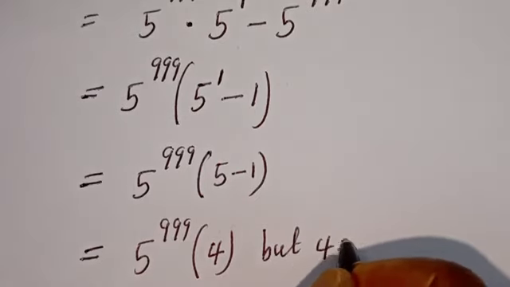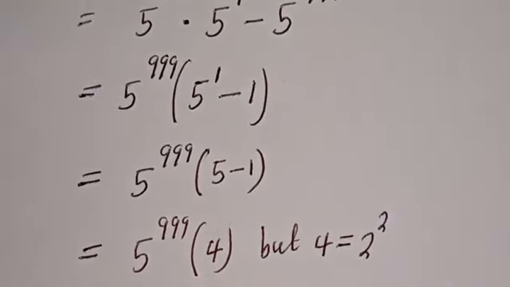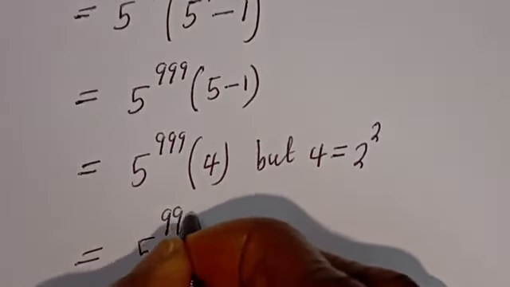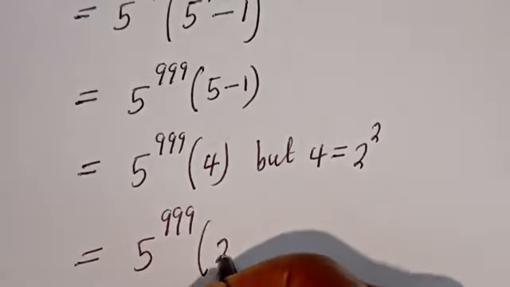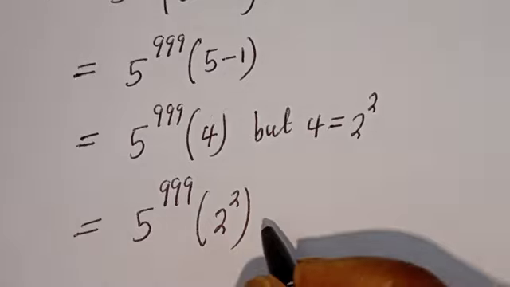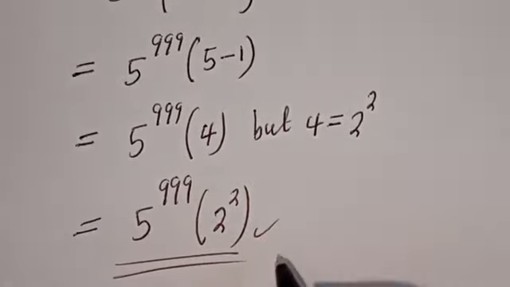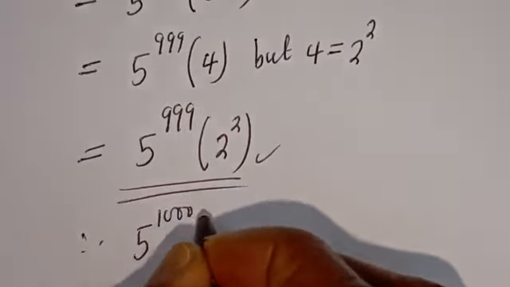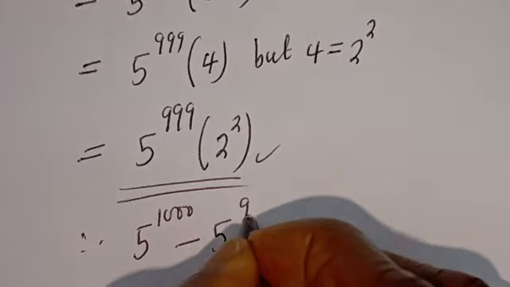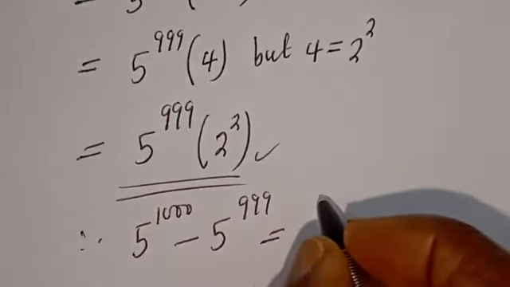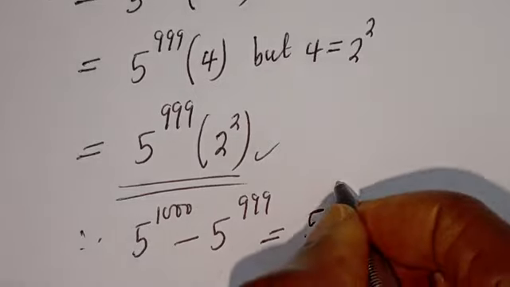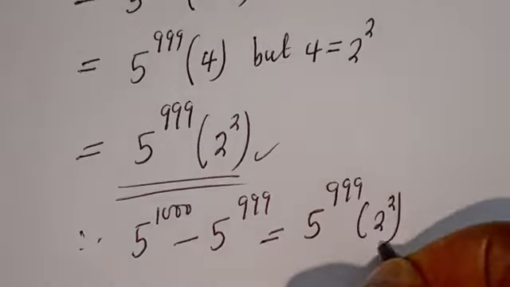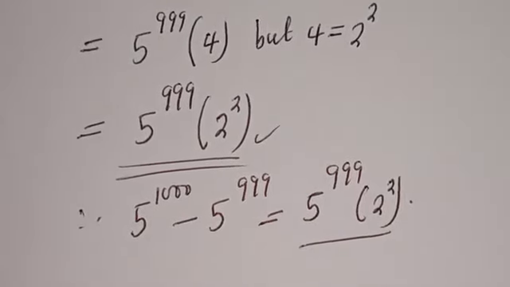But 4 is equal to 2 square. Then equal to 5 to the power of 999 bracket 2 square. And this is the final answer. Therefore, 5 to the power of 1000 minus 5 to the power of 999 is equal to 5 to the power of 999 multiplied by 2 square. Now, let's check this.